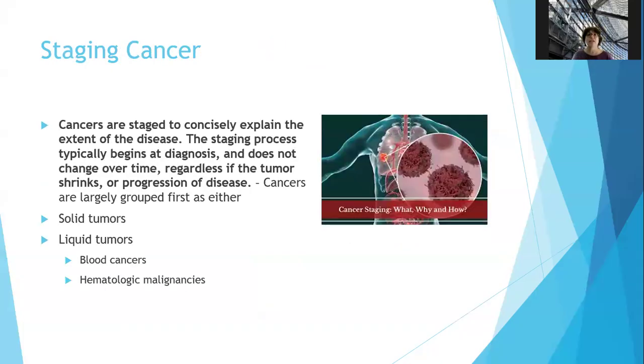So cancers are staged to explain the extent of the disease. Usually when you're diagnosed, they give you a staging. The staging doesn't change over time, so they never backstage you. If you started at stage 4, you don't go back to stage 1 when you're getting better. Broadly, they're classified as solid tumors or liquid tumors. Liquid tumors are blood and lymph cancers, basically, and solid tumors are everything else, where there's an actual neoplasm.